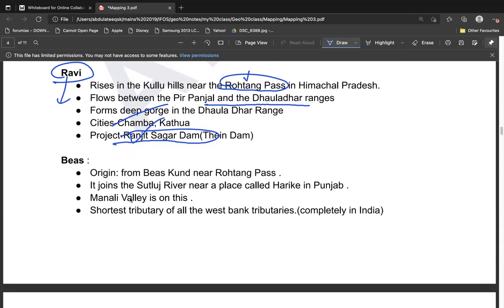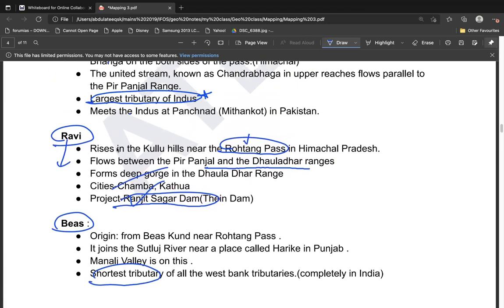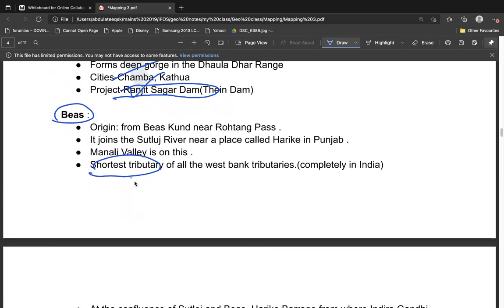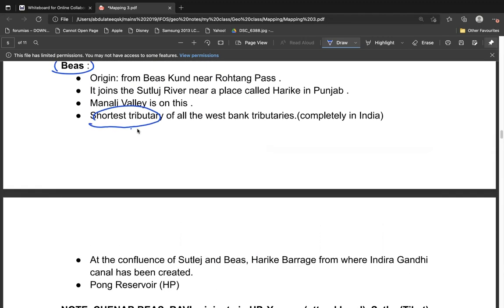Okay, Bias River, it is the shortest river and it is the only river flowing entirely in India. So all the other major tributaries of the Indus River, these Jhelum, Chenab, Ravi, finally enter into Pakistan as well. Bias is the only river and it is the shortest tributary that flows only in India. So this is a very important thing that you need to remember.